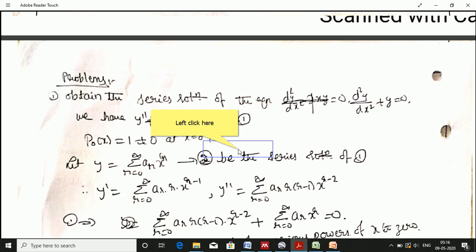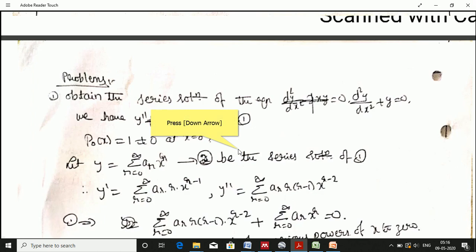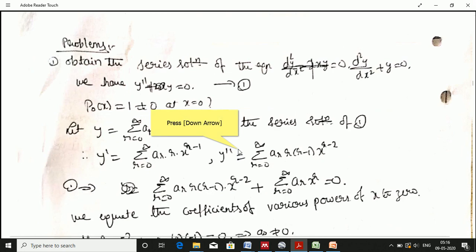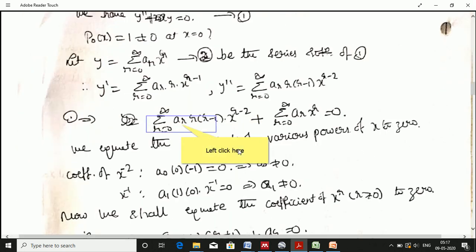Put y dash and y double dash values into equation 1. It is of the form sigma r equal to 0 to infinity, a_r into r into r minus 1 into x to the power of r minus 2, plus y, which is sigma r equal to 0 to infinity a_r into x to the power of r, equal to 0. Now equate the coefficients of various powers of x to 0, starting from the least power of x.